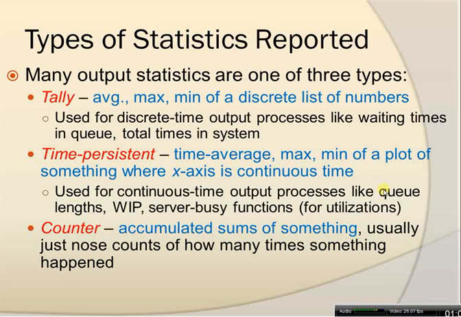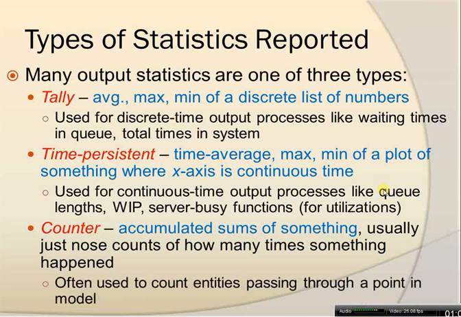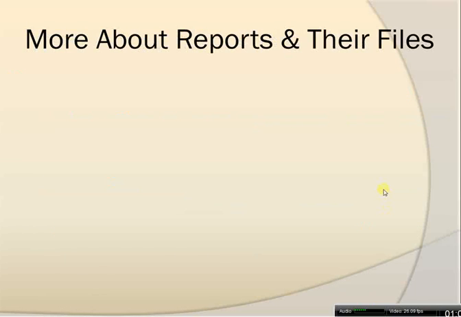And the third very important type of output statistic is a counter. Counters are accumulated sums of something, and usually just counts of how many times something has happened. Often they're used to count entities passing through a point in the model.